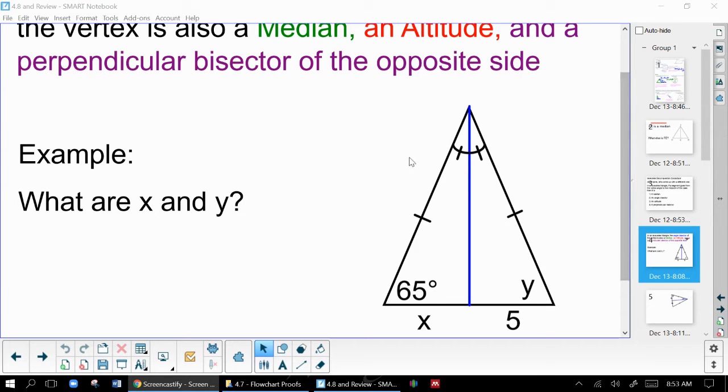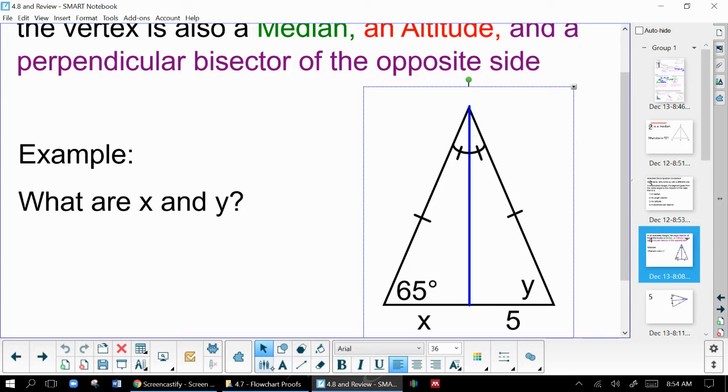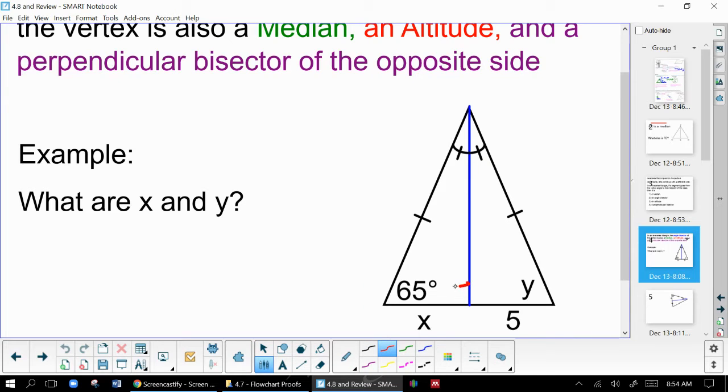And so if you look at something like this, here we've got this blue line that splits the vertex in half. So we automatically know that these two pieces are congruent. If this side is 5, then this side is 5. Same thing with these angles. If this is 65, then this is 65. We also get to know that this angle down here is 90. Which also lets us find out that this angle, using the triangle sum conjecture, 65, 90, and then what's left over, well, that'd be 25.